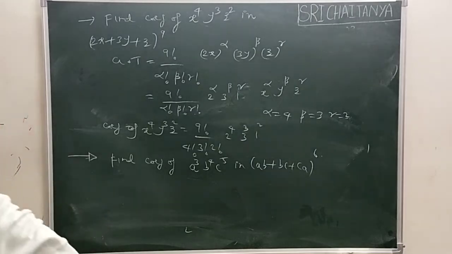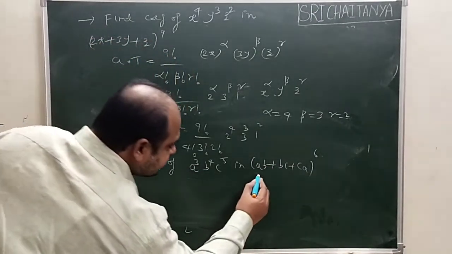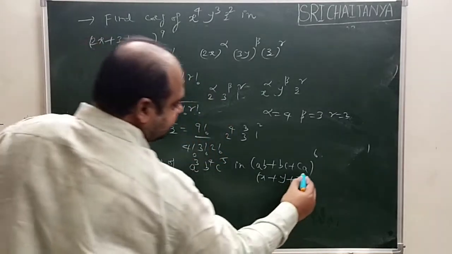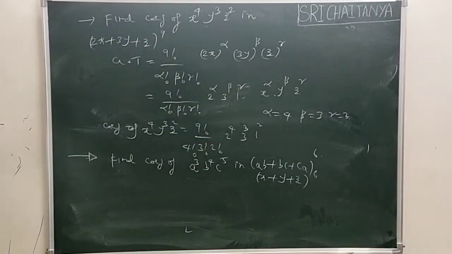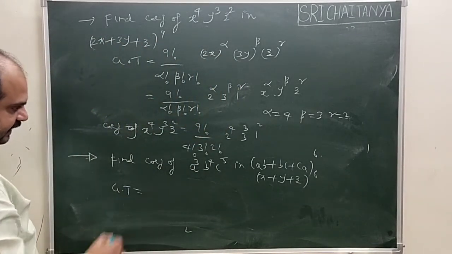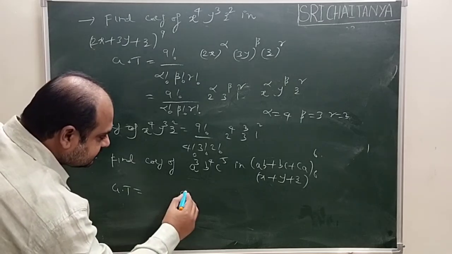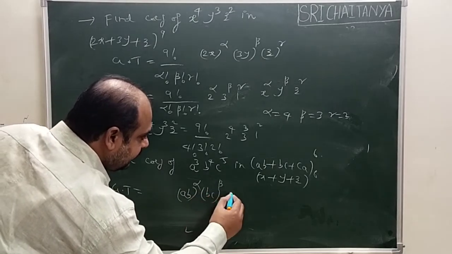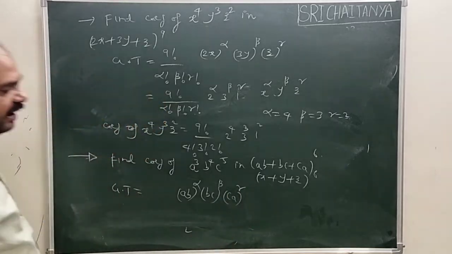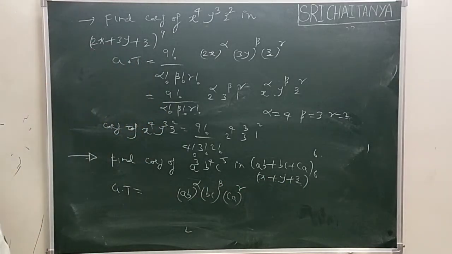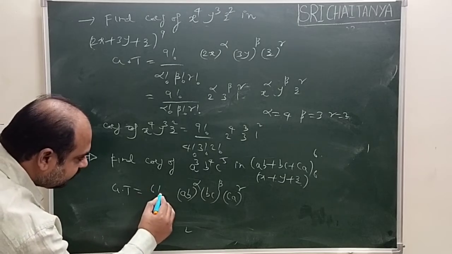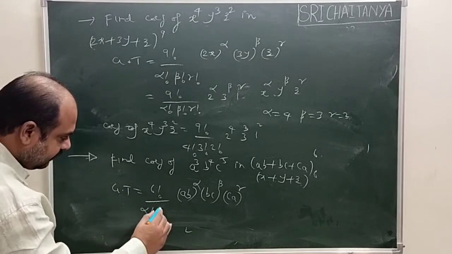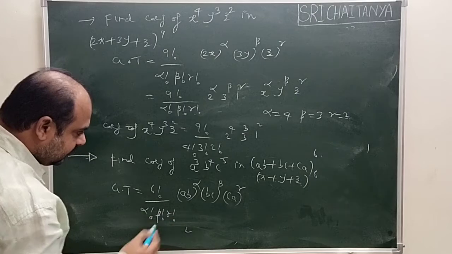Look at this, three terms are there. That means you take this as x, this as y, this as z. It is just like (x + y + z) whole power 6. You write the general term. General term equals to (ab) to the power alpha, (bc) to the power beta, (ca) to the power gamma. Just x is this, y is this, z is this. Before that you write 6 factorial divided by alpha factorial into beta factorial into gamma factorial.